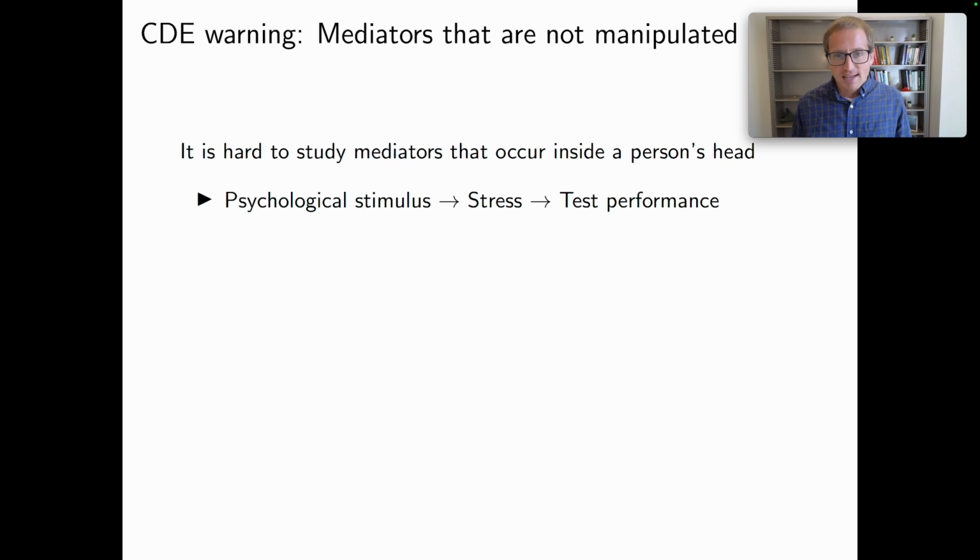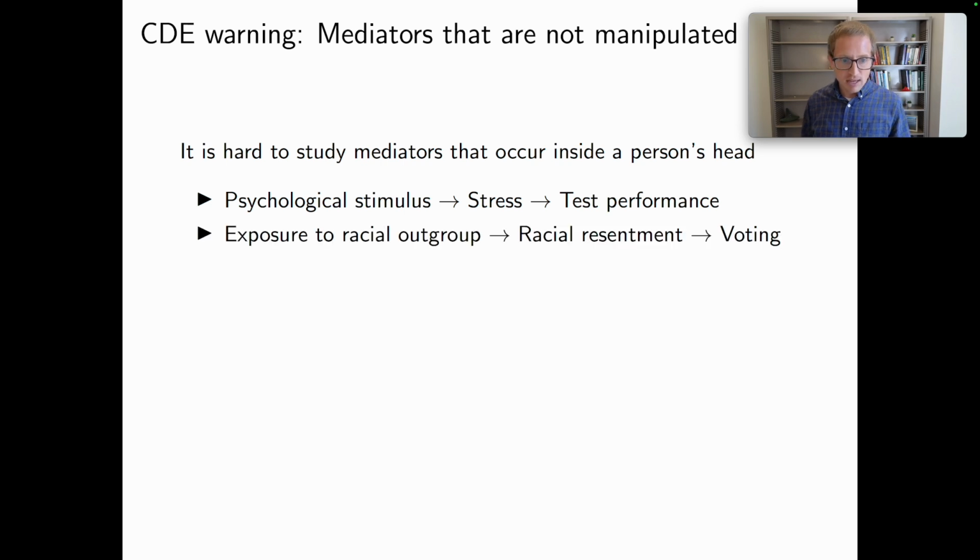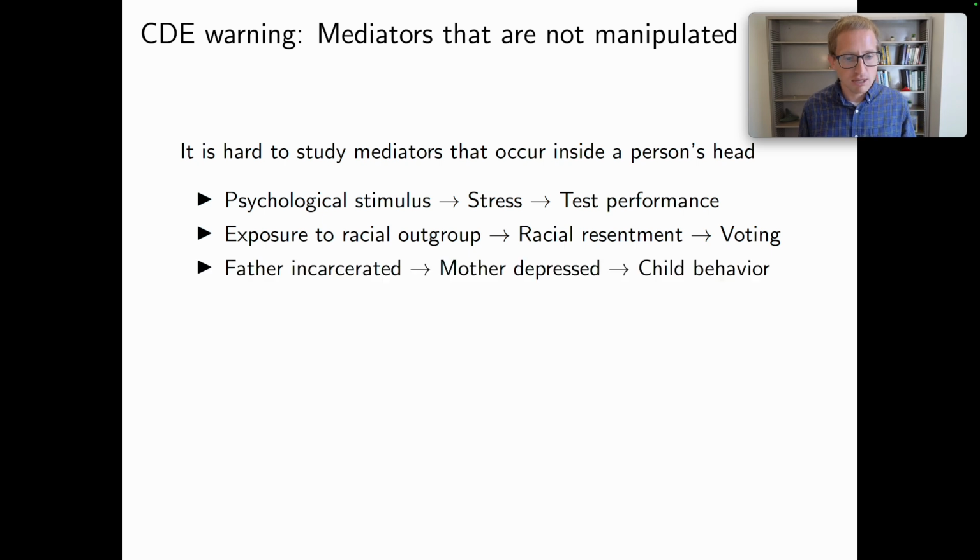So for example, in psychology, you might give someone a psychological stimulus, and that might be randomized. And then you might look at its effect on test performance and the degree to which that causal effect is mediated through stress. You might have a study where you expose people randomly to a racial outgroup, and you look at the effect on voting, and then you ask the degree to which that causal effect operates through racial resentment.